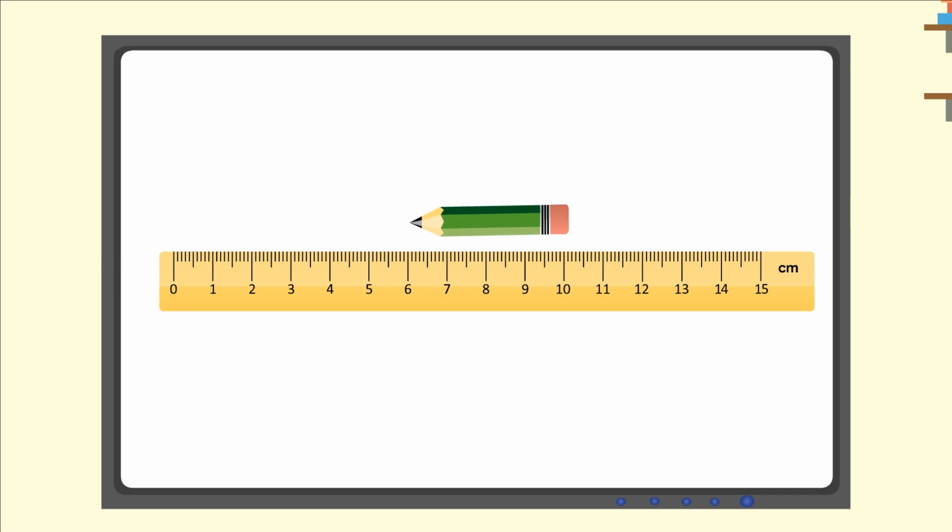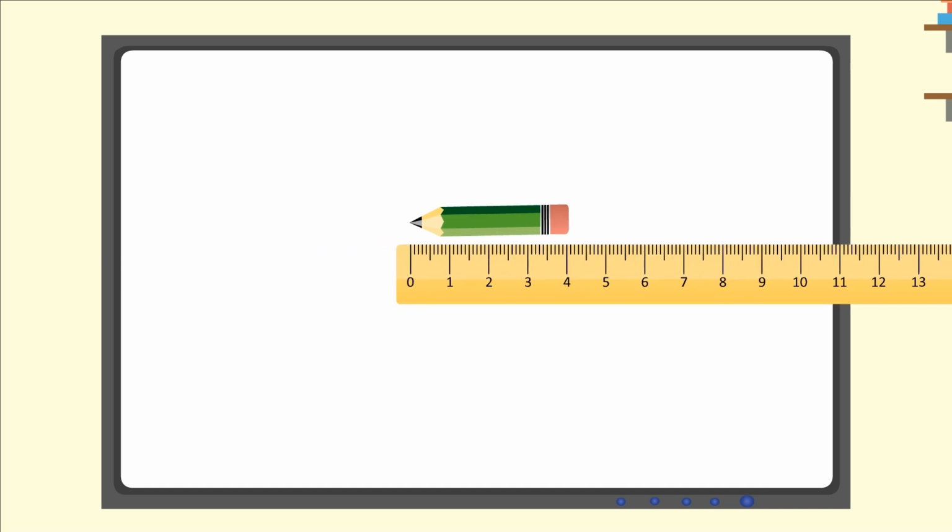To measure the length of the object using a scale, place the object alongside the ruler with one end of the object at the 0 mark of the ruler. Take the reading at the other end of the object, which gives the length of the object. The length of the pencil is 4 centimeters.